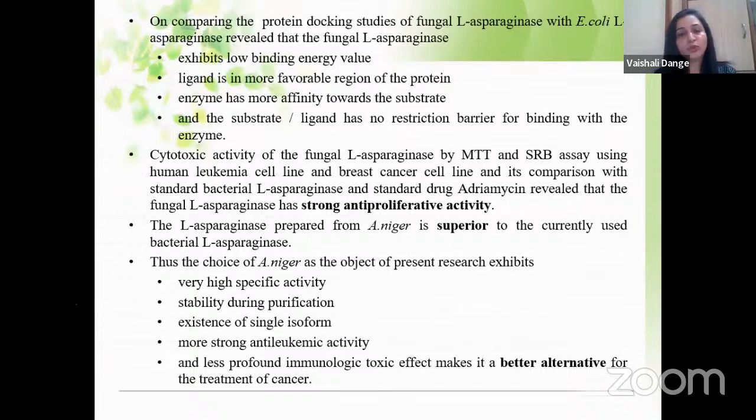From that, I have concluded that the research I did in 2009, actually long back, choosing fungal as a source for L-asparaginase production, shows the highest enzyme activity compared to other sources, and strong anti-proliferative activity as well. So I concluded that it is more superior than the currently used drug produced from bacterial L-asparaginase, because bacterial L-asparaginase shows higher hypersensitivity reactions or side effects. But side effects are not shown with the fungal asparaginase that I have isolated.